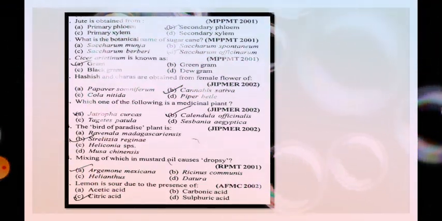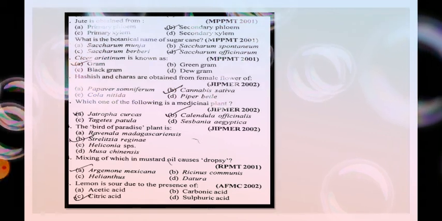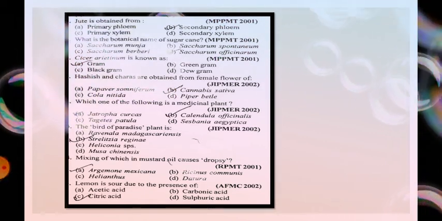Cicer arietinum is known as gram, black gram, green gram, dew gram. So normally the gram's scientific name is Cicer arietinum. Then coming to jute, it is obtained from the secondary phloem. All those things were already discussed in the previous slide also.